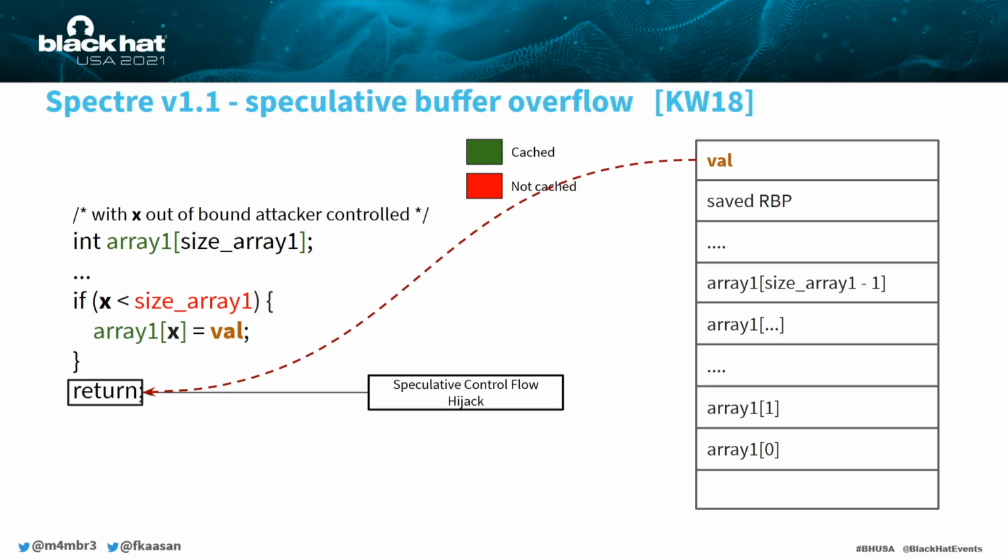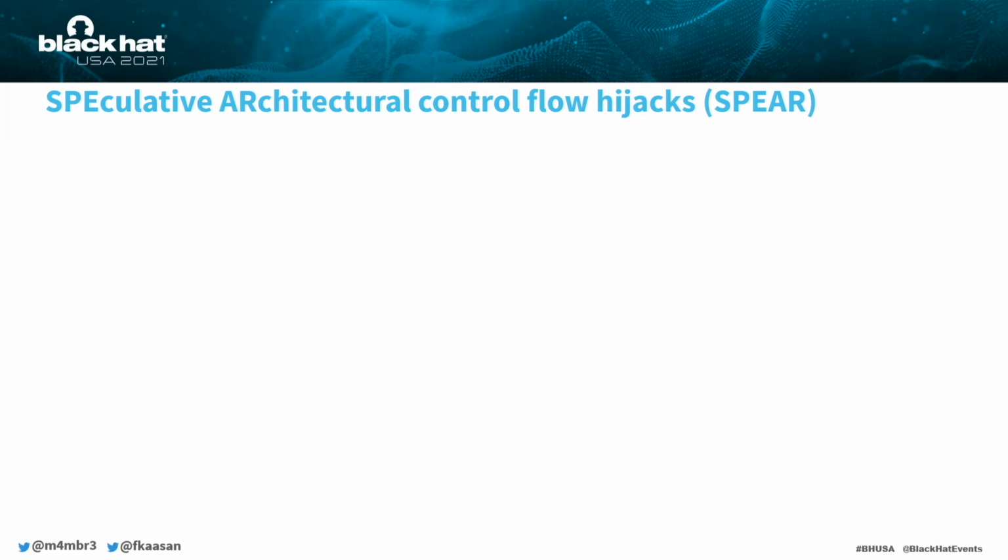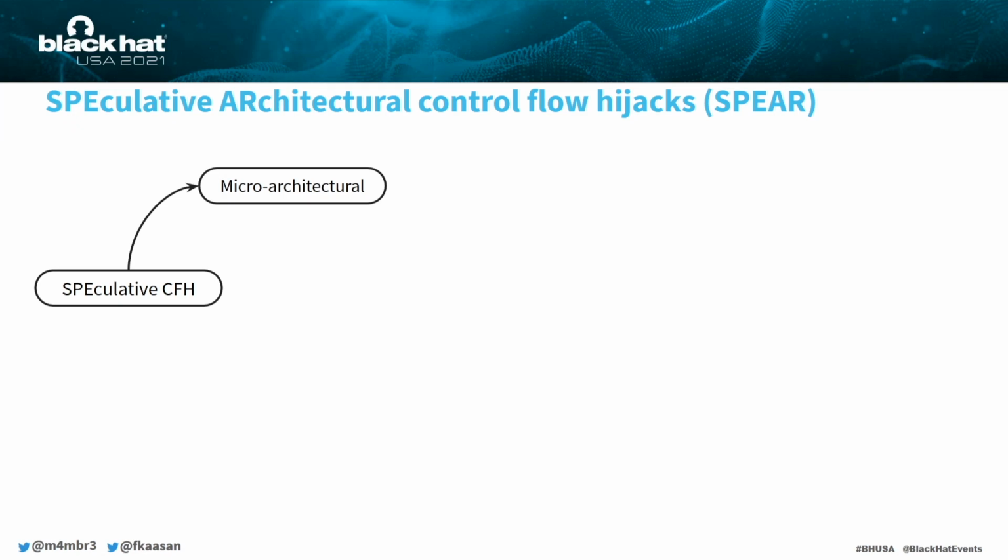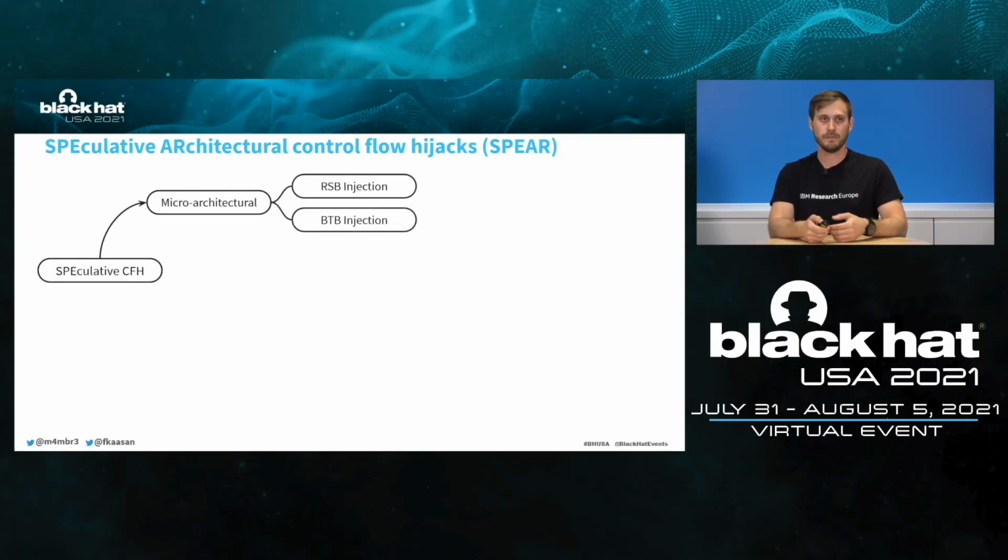This type of attack is not the only attack that allows us to achieve speculative control flow hijacks. There are many other ways to achieve this very powerful primitive. Let's have a look at the overview of how we can achieve speculative control flow hijacks. We can achieve them by leveraging microarchitectural components such as the RSB and the BTB. The RSB, the return stack buffer, is used to predict return instructions when the value is not ready on the stack. The BTB is used to predict the possible outcome of an indirect call or indirect jump where the target is not known during execution.